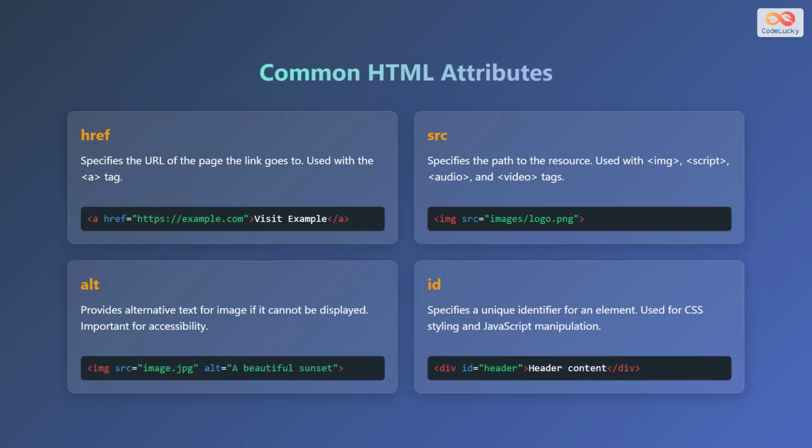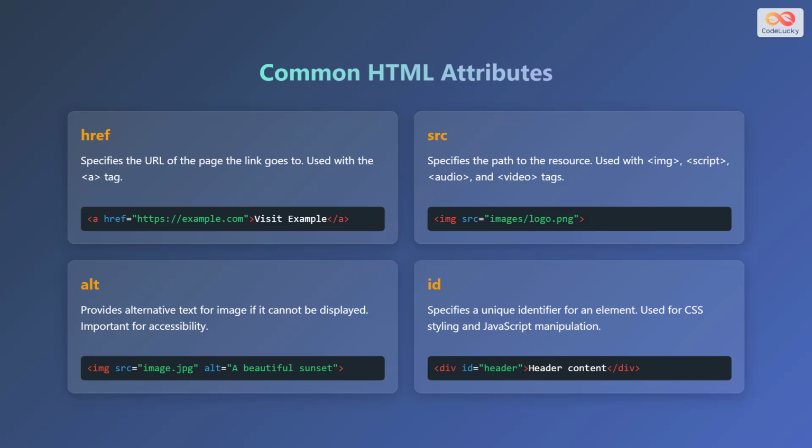Let's explore some common HTML attributes. First, we have the href attribute. It specifies the URL of the page the link goes to and is used with the anchor tag, that is, a tag. Here is an example. The a tag with href attribute whose value is https://example.com, and the content is visit example.